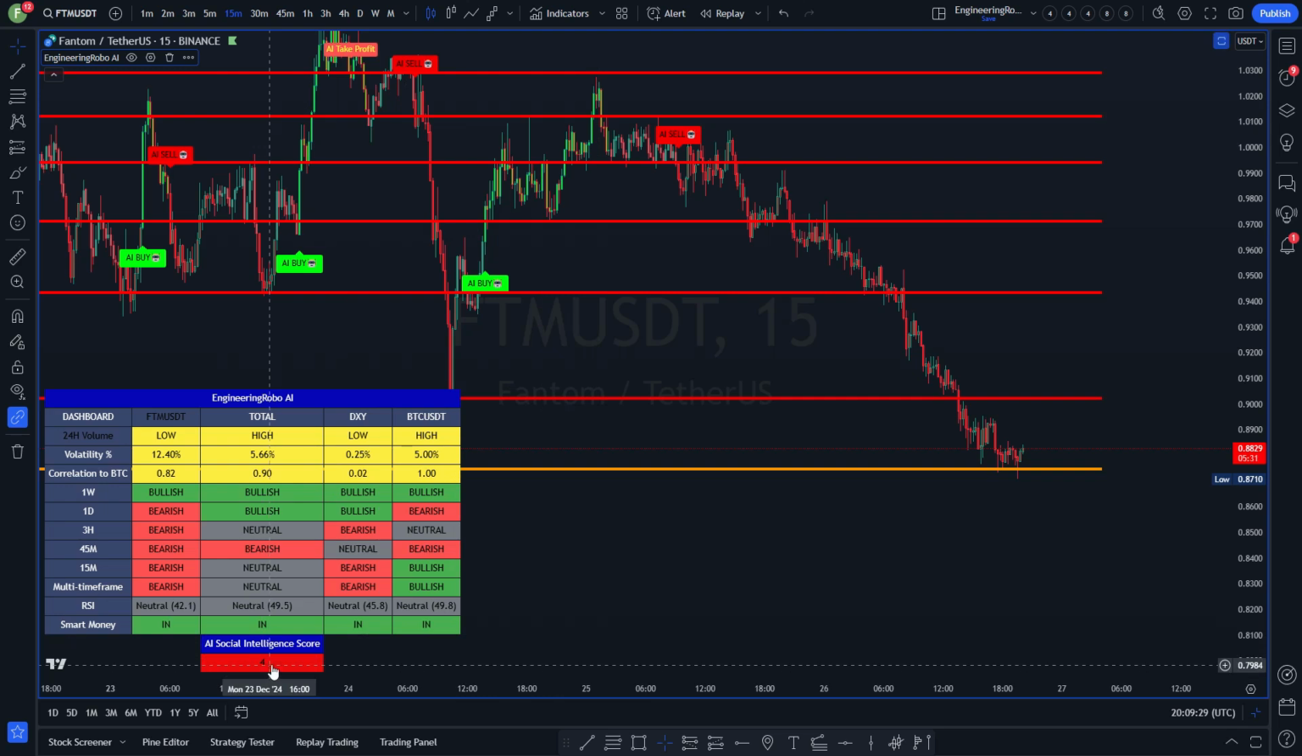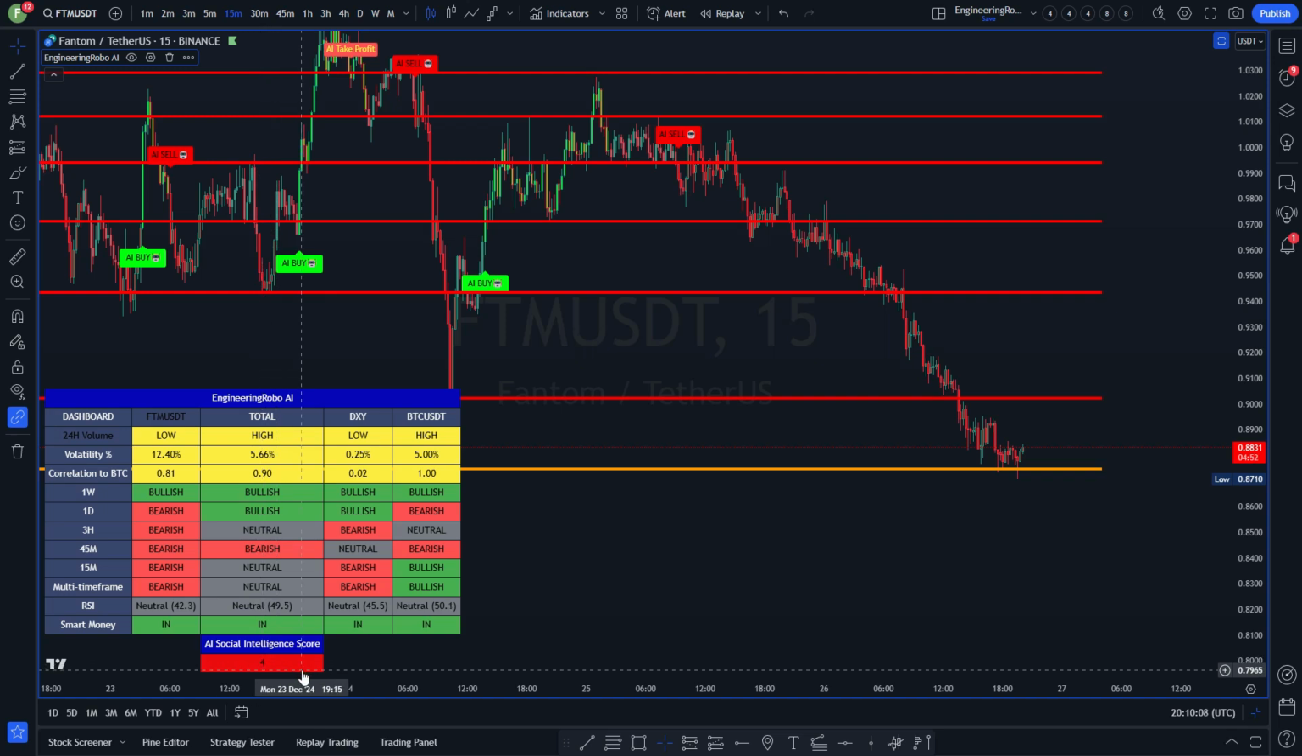Let's begin with the AI social intelligence score. The worst score you can have is 5, a red 5. You'll see on a different time frame that the intelligence score is going to be different. We can see that it's on 4 at the moment. So obviously, as it moves into a green zone, where the color at the moment is red, we want to see the color green and at least a number 3 for us to be diving into this.